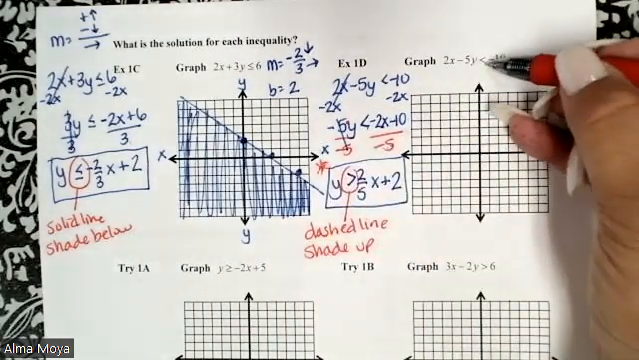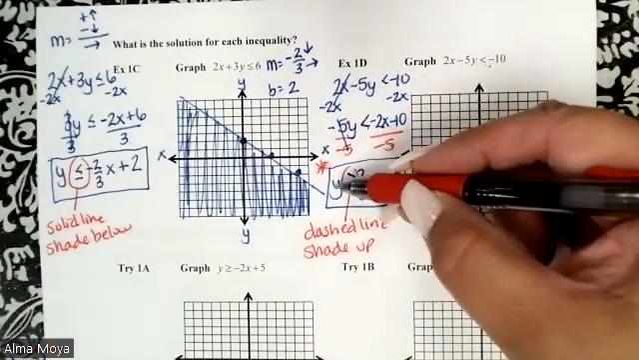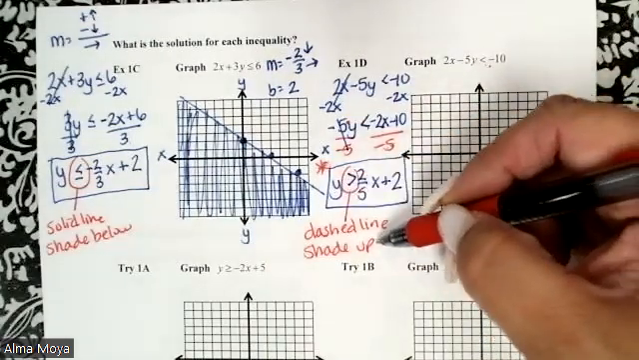At the very beginning, it showed less than, but you can't say, oh, shade down. You have to wait till the y is all by itself on the left side to tell me which way to shade it.